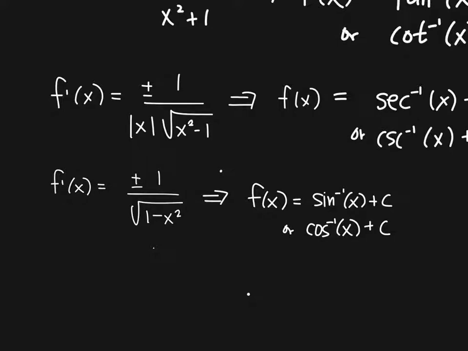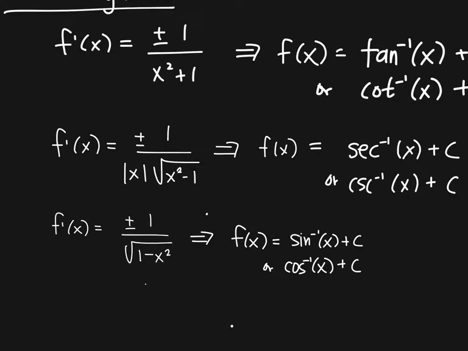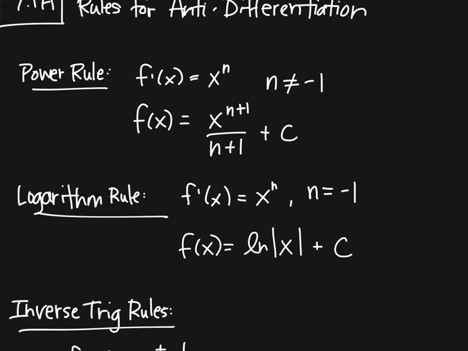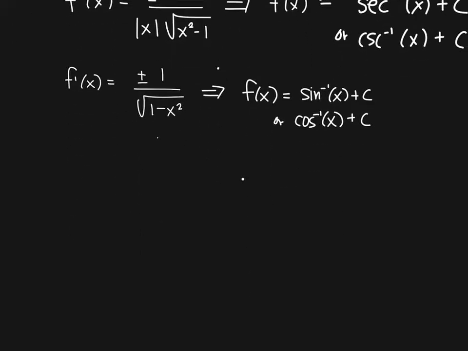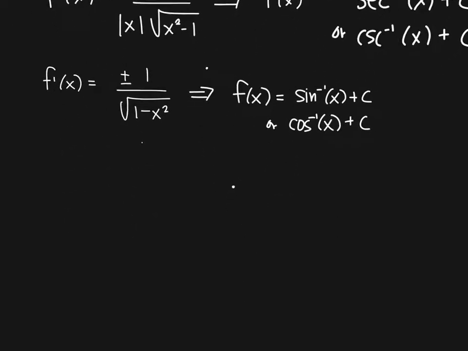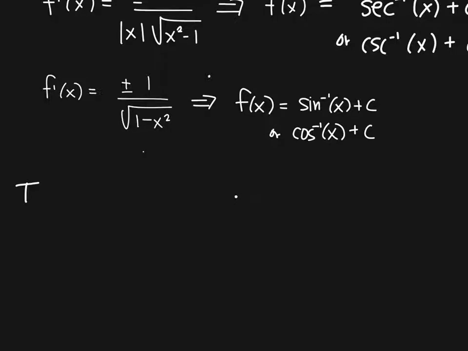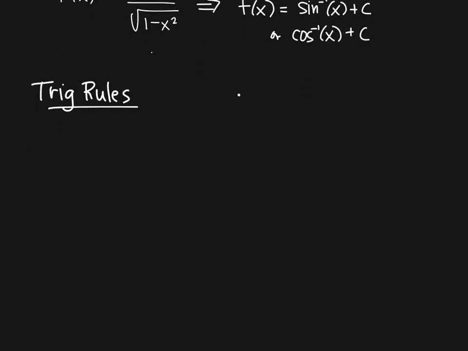Okay, good. All right, our last set of rules. So we've got so far power rule, logarithm rule, inverse trig rule. The other ones you'll need to recognize on sight are just the regular trig rules, and these are for anti-differentiation. So again, these are going to be set up in recognizable form.